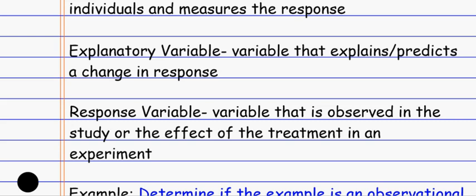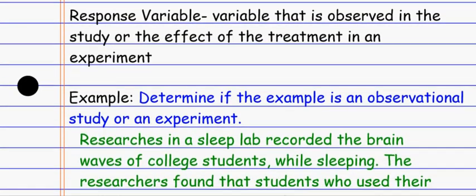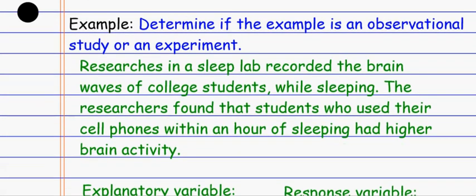With experiments, we can draw conclusions. We can say that, yes, this was a cause and effect relationship. But with an observational study, we can't necessarily draw conclusions. What we do is we kind of link things and say, hey, there's some kind of correlation here. Maybe we should investigate this further with an experiment, okay? And confounding, which we'll talk about later, is one of the big reasons why, okay? For example, if I look at something like this, it says, determine if the example is an observational study or an experiment.